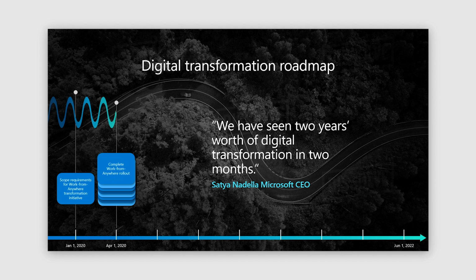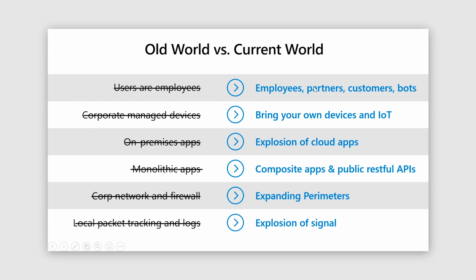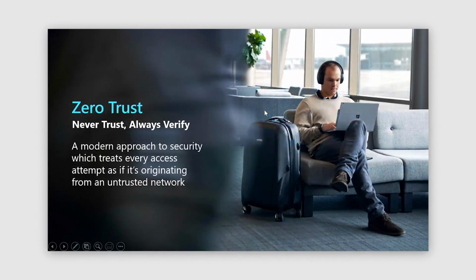I wanted to share a quote from our CEO, Satya Nadella. We have seen 2 years worth of digital transformation in 2 months. What we used to call the new world on the right has now become our current world. We are all working from home. Our parameters have expanded. And IT needs new identity security strategy to meet the needs of this current world. That's where zero trust comes in play.